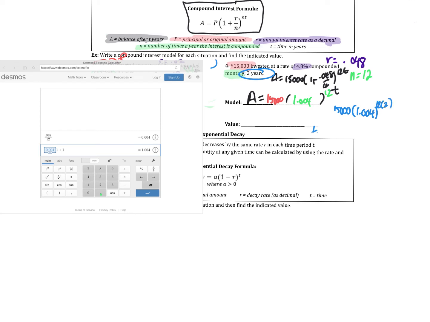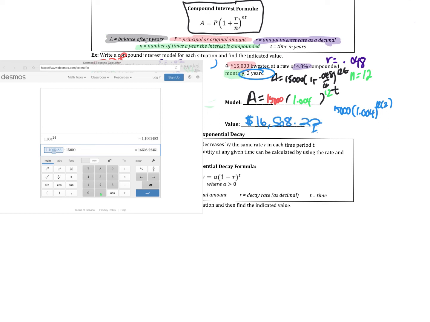I'm going to take the answer that I just found. I'm going to raise it to the power of 24. Then I'm going to take that number and multiply it by 15,000. And that's going to give me $16,508. Again, we're talking about dollars, so we should have 2 decimal places and 22 cents.